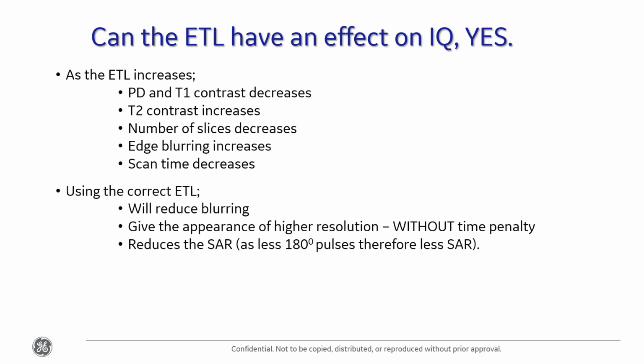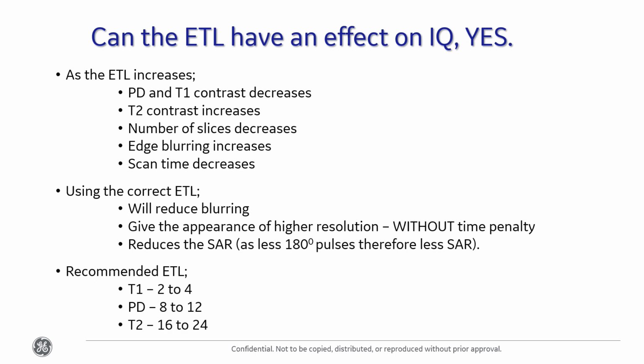Using the correct ETL though will reduce some of that image blurring. It will give the appearance of higher resolution without a time penalty, and it's actually going to reduce the SAR that you're dumping into the patient because we're sending in less refocusing pulses, so therefore less SAR to the patient.